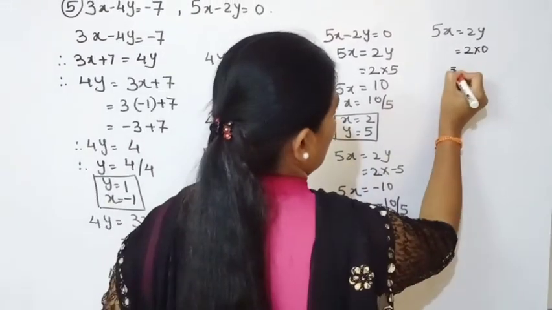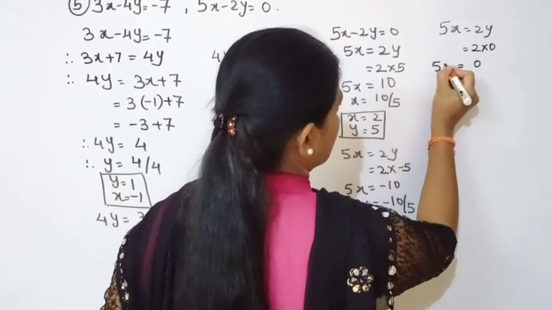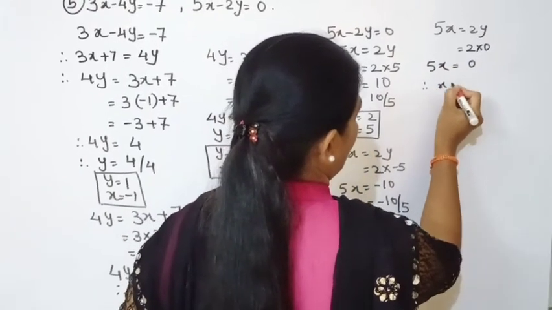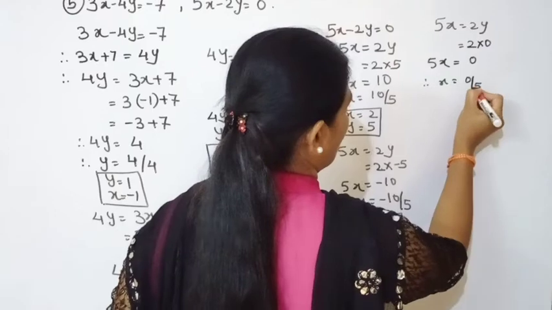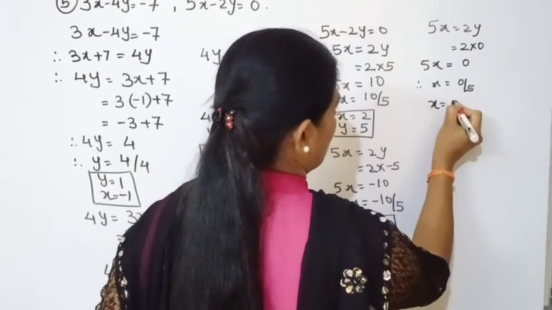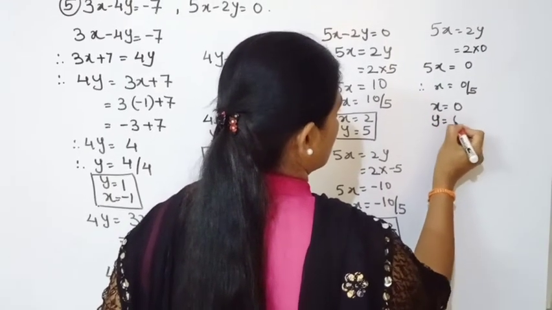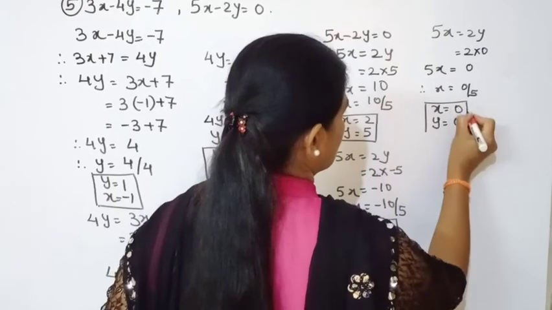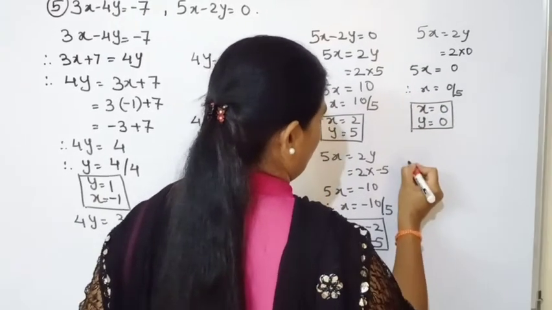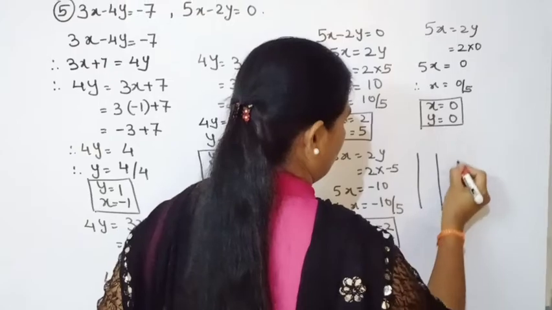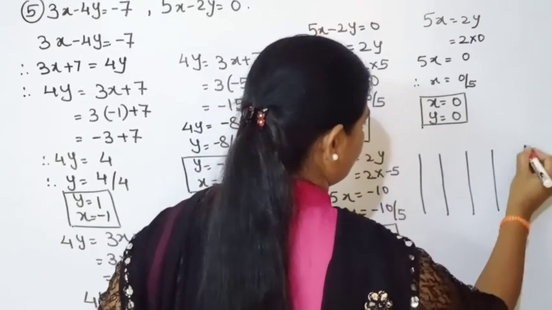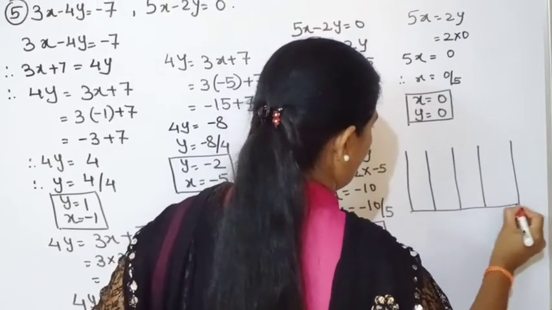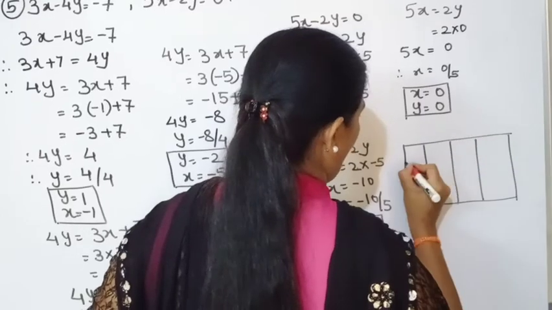So 2 into 0 that is 0. 5x equal to 0. Therefore x equal to 0 upon 5. So we will get x equal to 0 and y is also 0. Okay, so this is one point. Now what we will do? We will draw the table again and we will place the points.